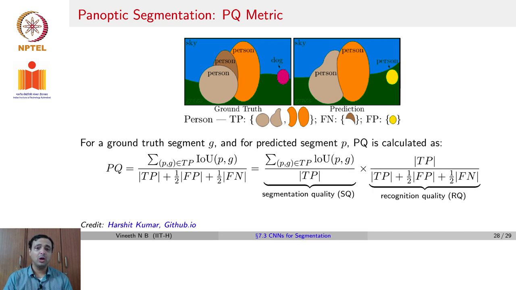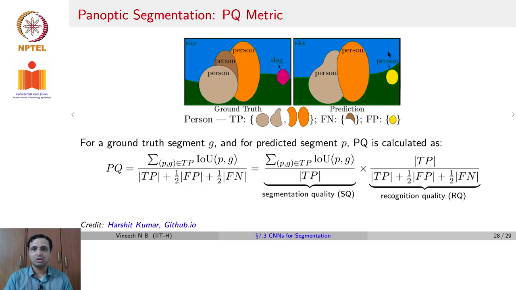How does the PQ metric work? You can look at this example here. Let's assume that this is your correct ground truth. So there is sky, there is grass, there are three people, that's the instance segmentation part of it, and then there is a dog. Let's assume now that whatever model we came up with predicted it this way. The sky, it got it right. The grass, it got it right. The dog became person, and instead of three people, it only predicted two people where it combined two of these people.